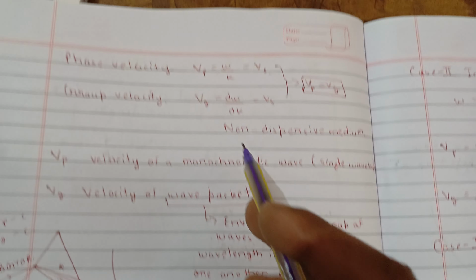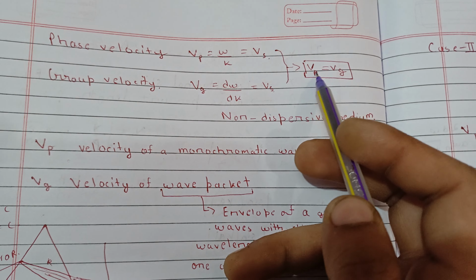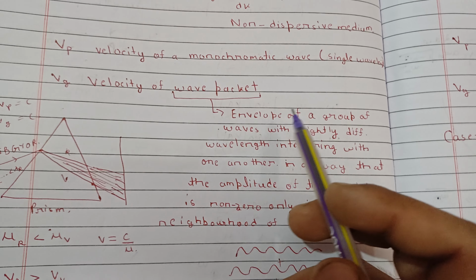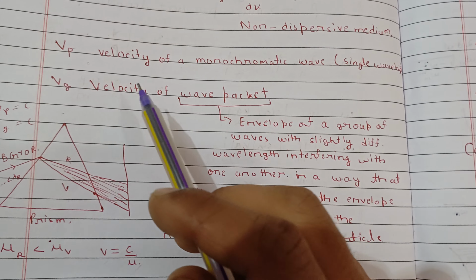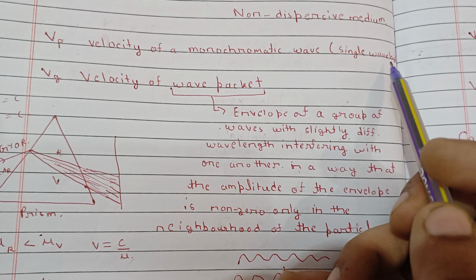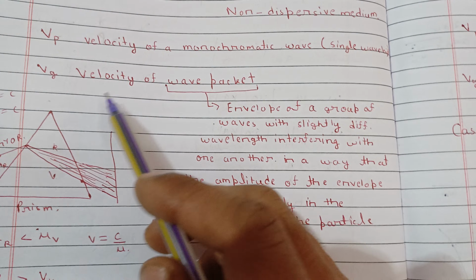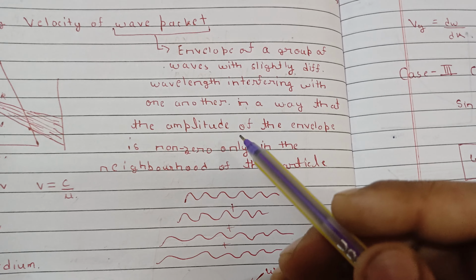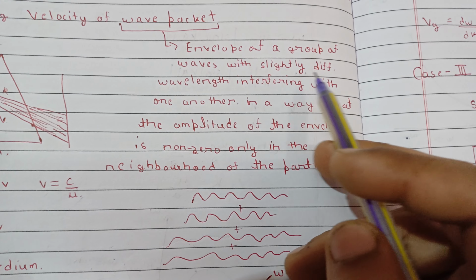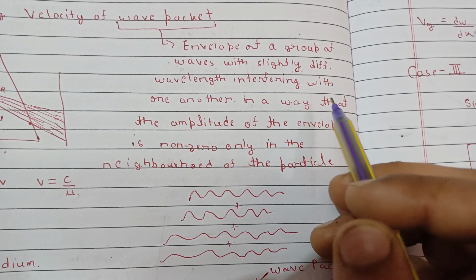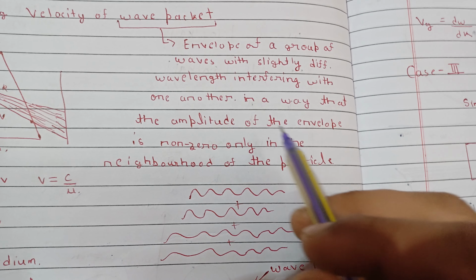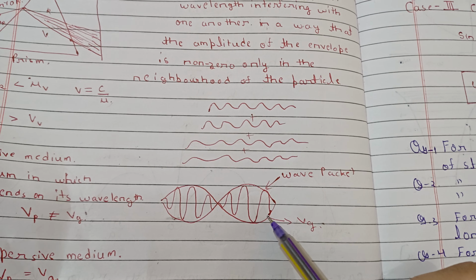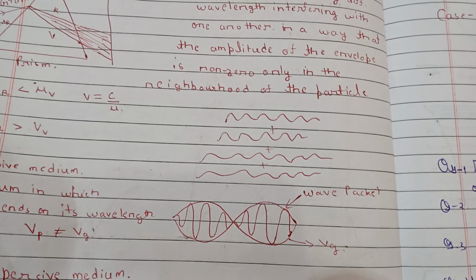So if you get the idea, in the long wavelength region we have a non-dispersive medium, Vp equal to Vg. So from here you can find the definition of Vp and Vg. The velocity of a monochromatic wave, that is a single wavelength, is called the phase velocity, and the group velocity is the velocity of the wave packet, which we will study more in quantum mechanics. So here you just get the idea. It is the envelope of a group of waves with slightly different wavelengths interfering with one another in a way that the amplitude of the envelope is non-zero only in the neighborhood of the particle. So this is some kind of wave packet. These are the single waves.